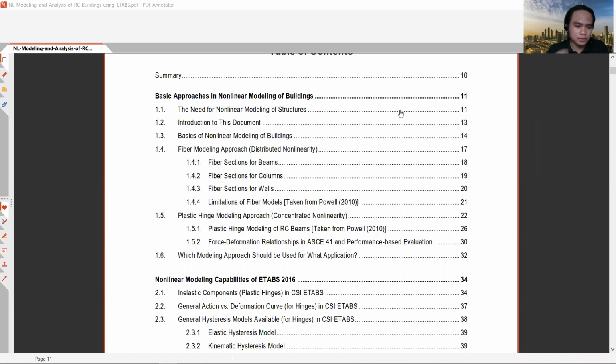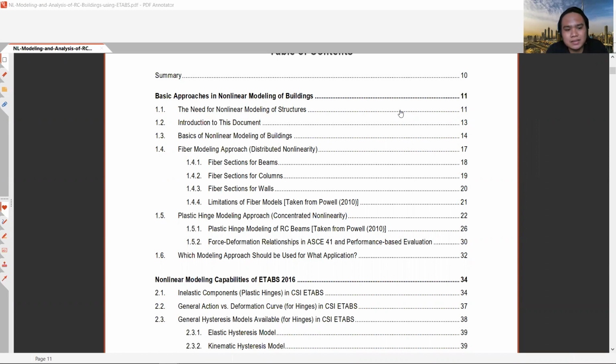So, ngayon mag-aaral naman ulit ako ng plastic hinge, chapter 1.5 na tayo. Okay, so recap ng what we've learned in this nonlinear modeling by Dr. Fawad Najam and his classmates from NUST.